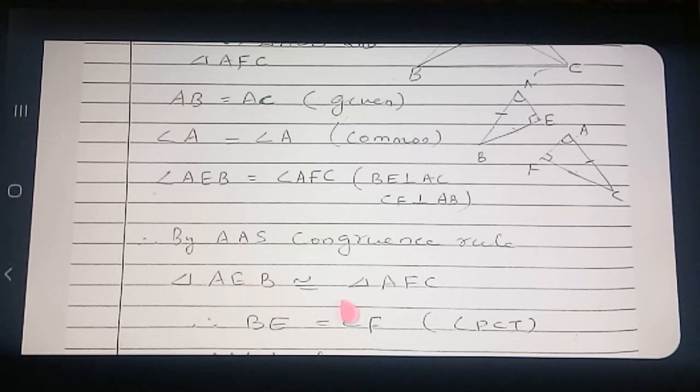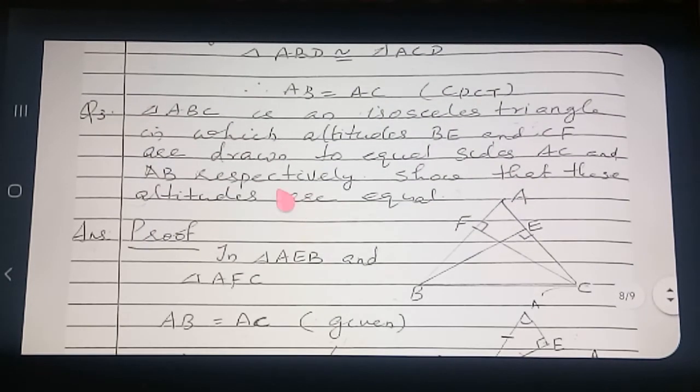The two triangles are congruent, got it? The two triangles are congruent by which theorem? AAS congruence rule. Clear? Now, what is the question? Look at the question again. What does it want to prove? Show that these altitudes are equal. Which are the altitudes? BE and CF are the altitudes. We want to prove that the two altitudes BE and CF are equal.